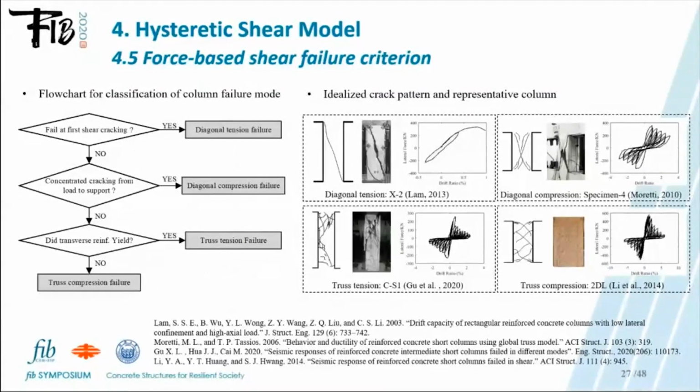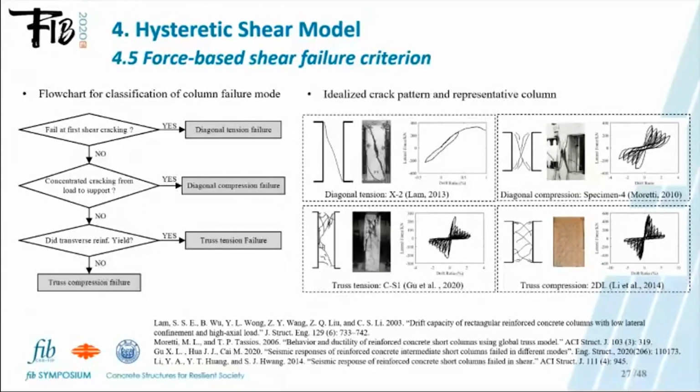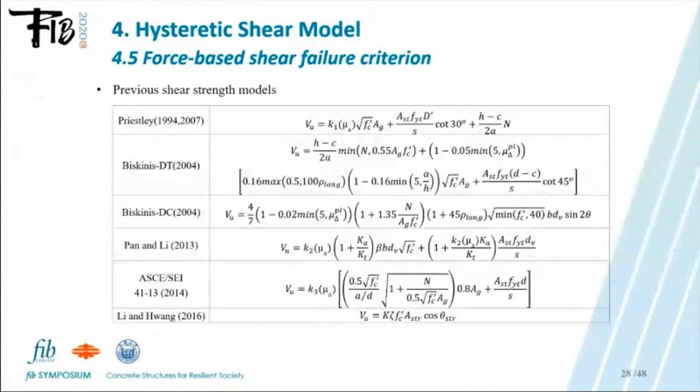Based on the experimental observations, damage photos, and measured transverse reinforcement strength, the critical shear resistance mechanism of each column in the dataset can be further identified as diagonal tension, diagonal compression, truss tension or truss compression. The detailed identification procedure is illustrated in this flowchart.